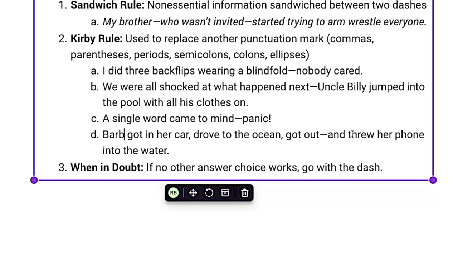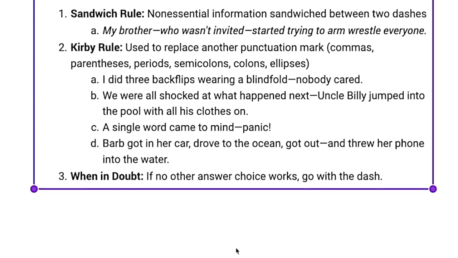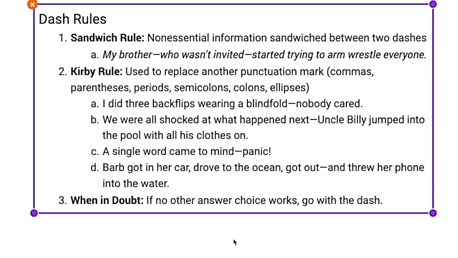So why would we ever use a dash instead of a comma? Again, stylistically, you might want to do this if you are looking for a more dramatic or impactful pause. So I think throwing your phone into the water is sort of a dramatic thing to do. So for me, the dash makes sense.